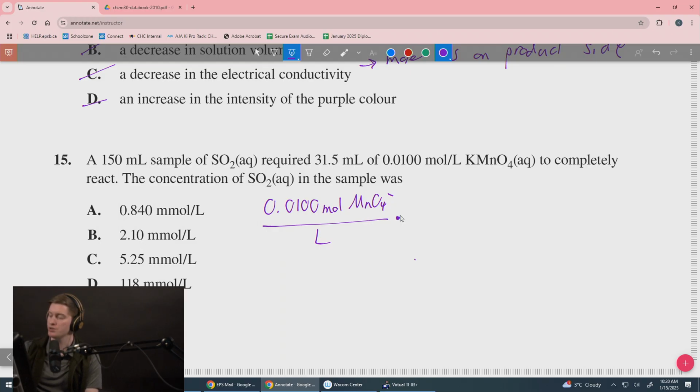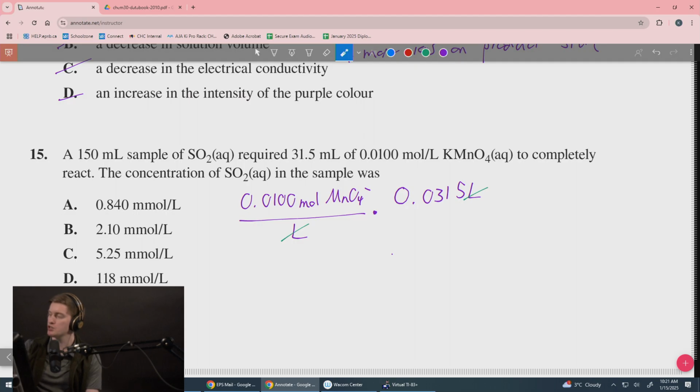So we're going to do this by canceling out the liters with the volume that we've been given of potassium permanganate, which is 0.0315 liters. This way, my liters here are going to cancel out. I've just converted my 31.5 milliliters into liters by dividing by 1,000 or moving the decimal place 3 spots to the left. Now what I have is moles of permanganate.